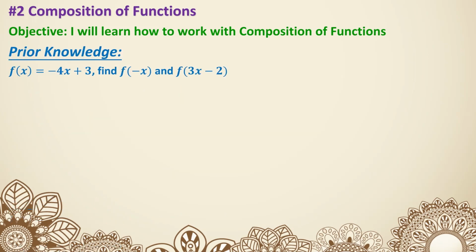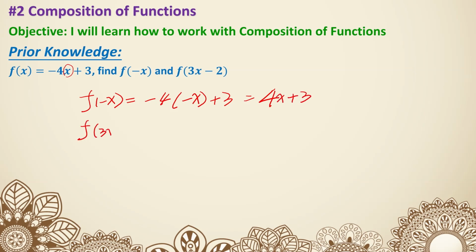For our review, f of x equals negative 4x plus 3, and you are asked to find f of negative x and f of 3x minus 2. First, f of negative x. That means wherever you see x, you're going to be replacing it with a negative x. So with negative 4 in the front, multiply with a negative x now, plus 3. Negative 4 times negative x becomes a positive 4x plus 3.